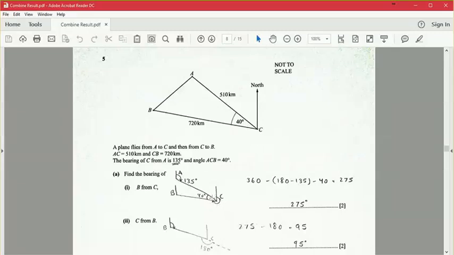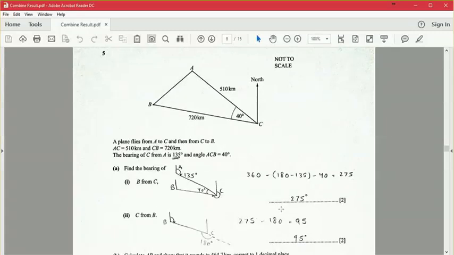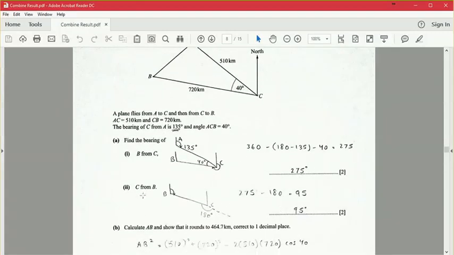We can see that all the angles are 360, so 360 minus this angle. How can we get it? Well, it's easy. 180 minus 135. This angle here is 180 minus 135. Here it is, minus 40, this one. So it's 275 degrees.